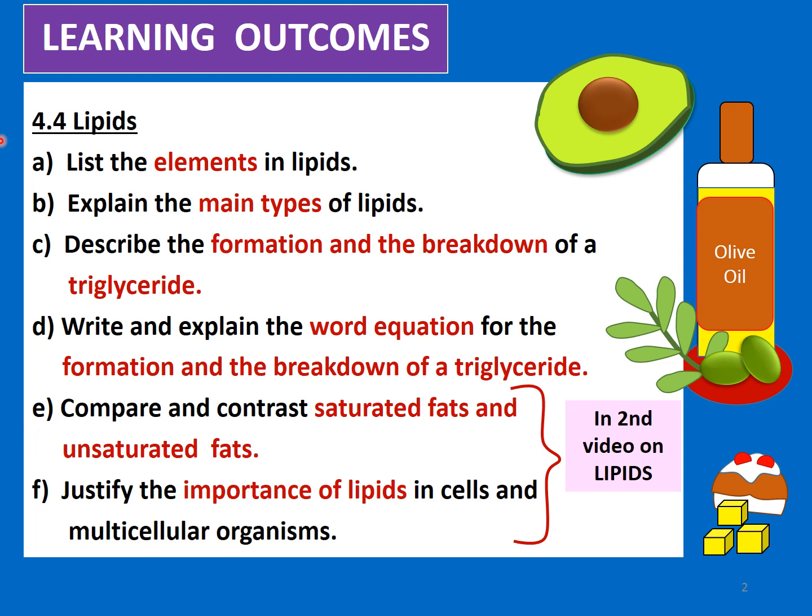The learning outcomes for this lesson are as follows. After this lesson, you should be able to: A, list the elements in lipids; B, explain the main types of lipids; C, describe the formation and the breakdown of a triglyceride; D, write and explain the word equation for the formation and the breakdown of a triglyceride. And E and F will be discussed in the second video, so we will skip the last two on saturated and unsaturated fats and the importance of lipids.